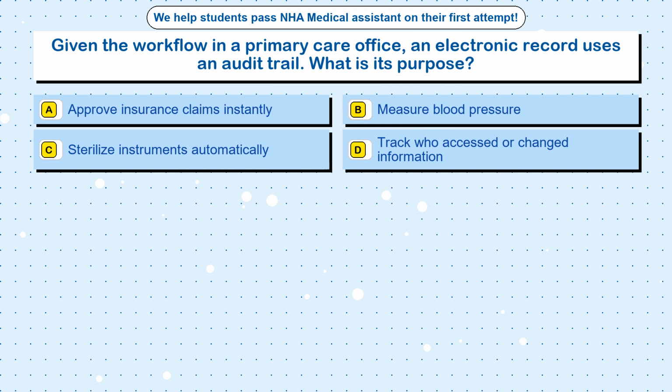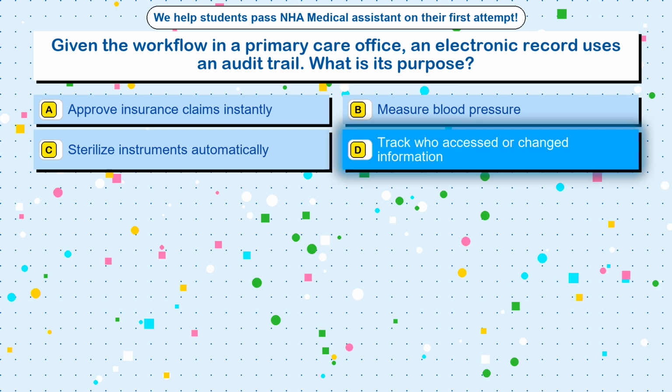Question 64. Given the workflow in a primary care office, an electronic record uses an audit trail. What is its purpose? Option A. Approve insurance claims instantly. Option B. Measure blood pressure. Option C. Sterilize instruments automatically. Option D. Track who accessed or changed information.